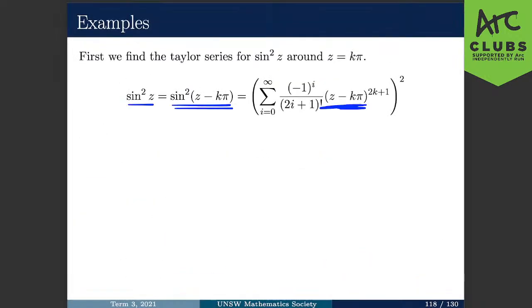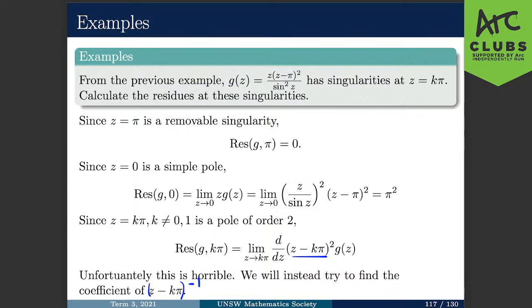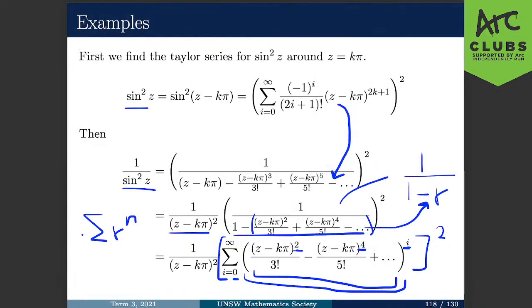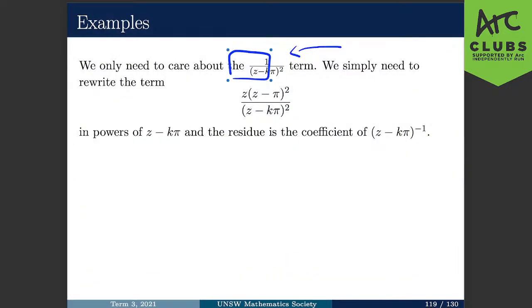So going back, this is our sine squared z. So I have found 1 over sine squared z. Well, if we now multiply by the thing on the numerator, we get this. And so the goal is the same. What we just want to find is the coefficient of this, and that would be the residue.